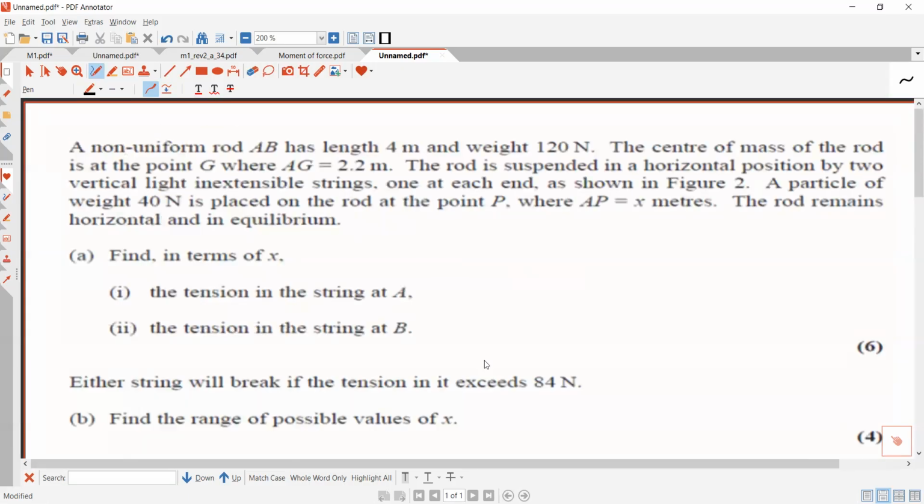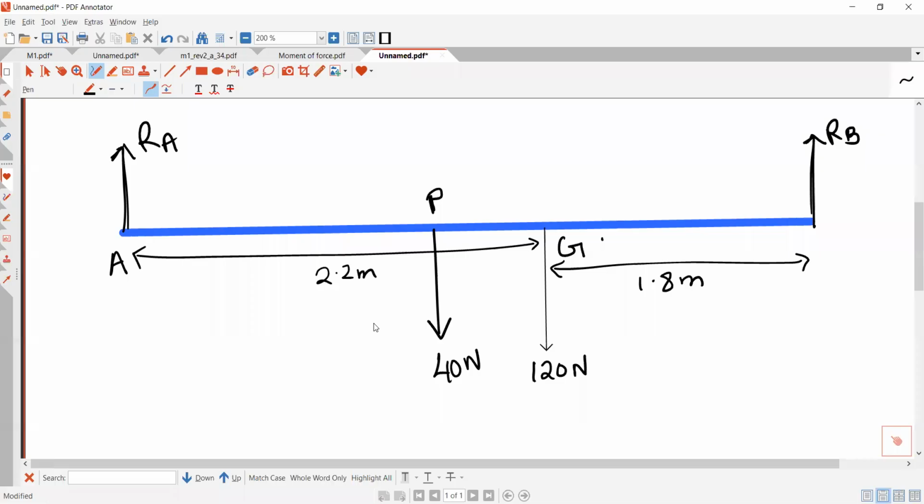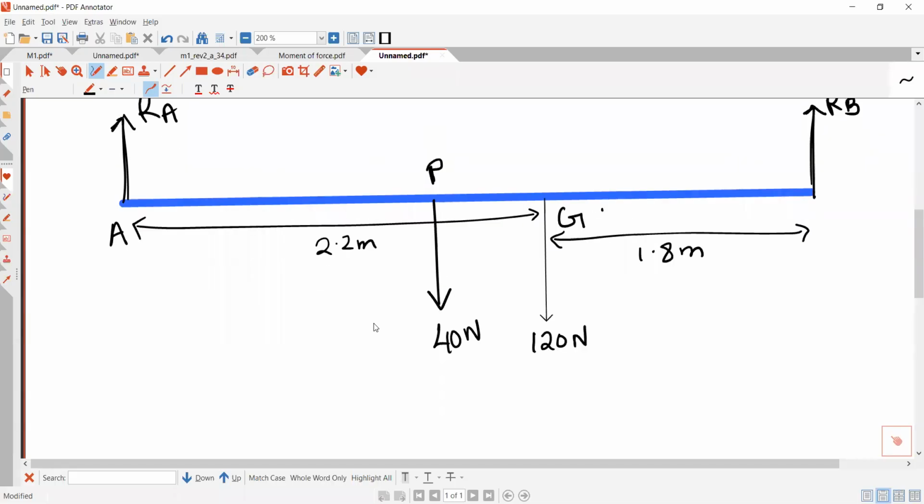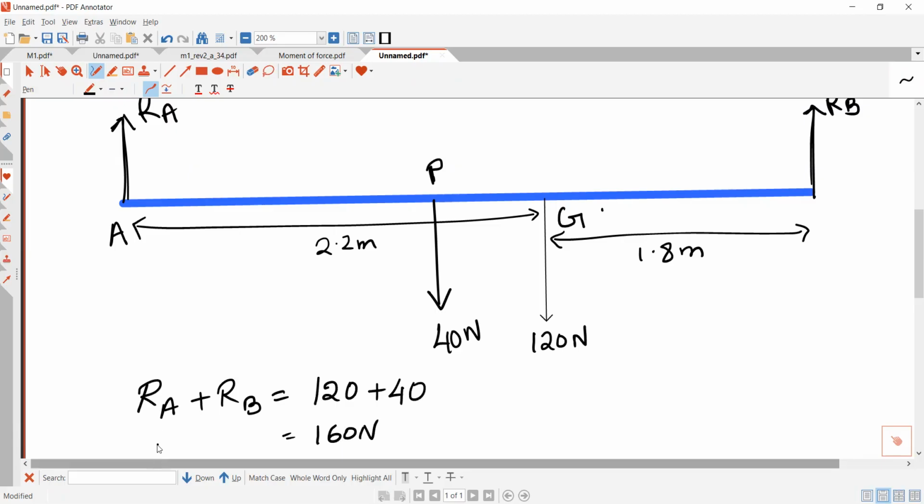Okay. What else did they give me? Did they give me anything else? They just want the tension in string A and the tension in string B. Pretty easy. Now, there are two unknowns, so definitely I need two equations. Total clockwise moment equals total anti-clockwise moment, or total upward force equals total downward force. Can I do RA plus RB equals 120 plus 40? How much is it? 160 Newton. This is equation number 1.